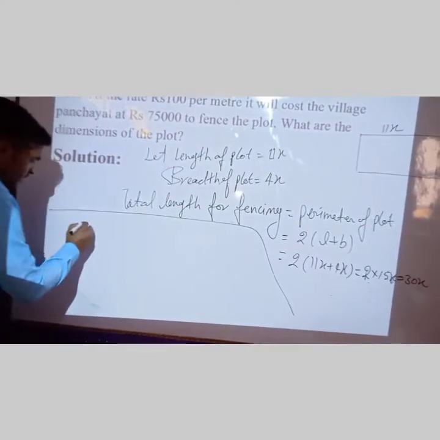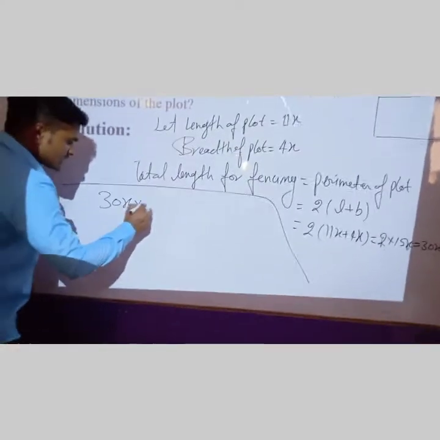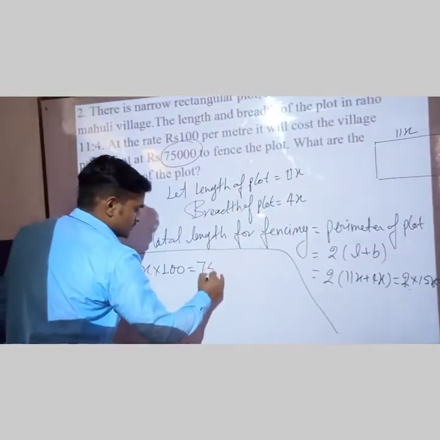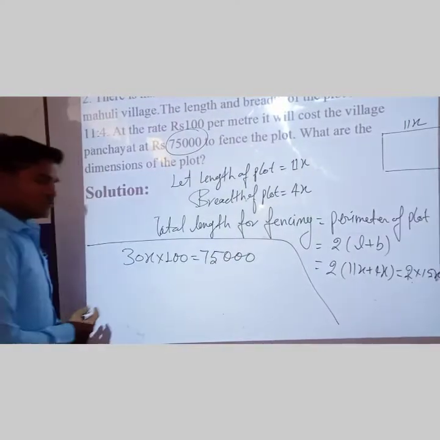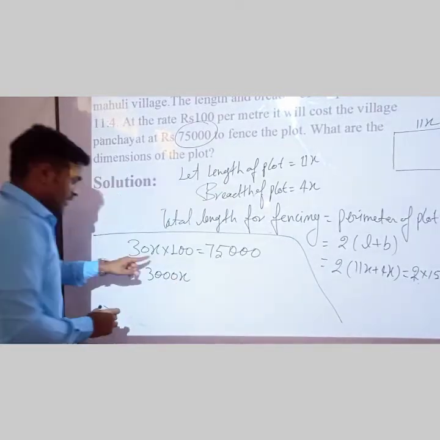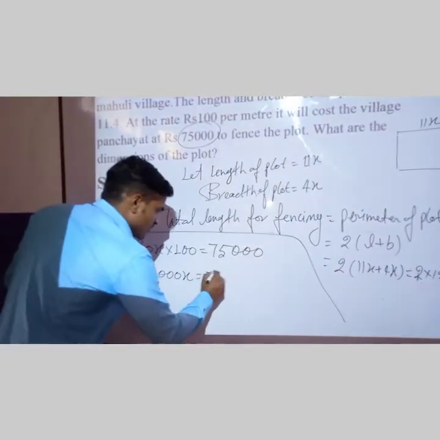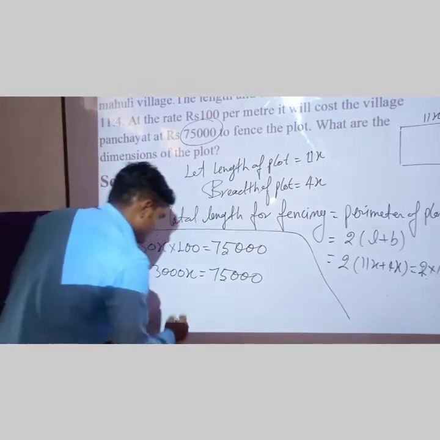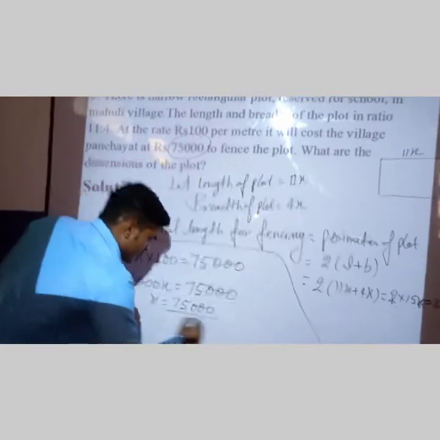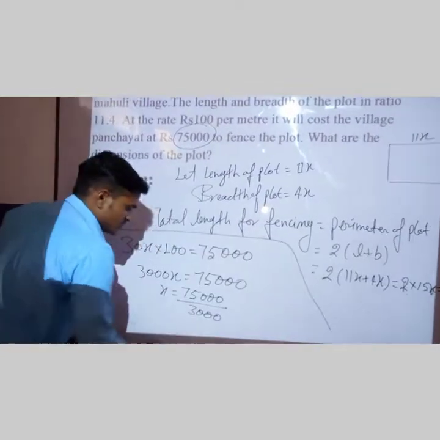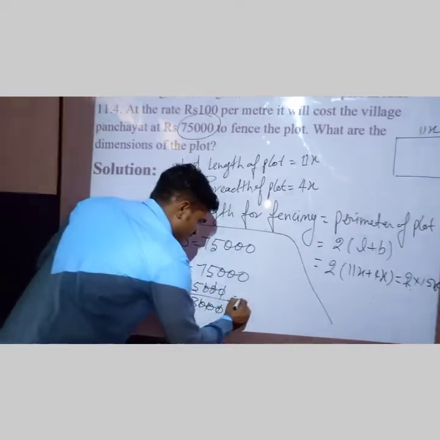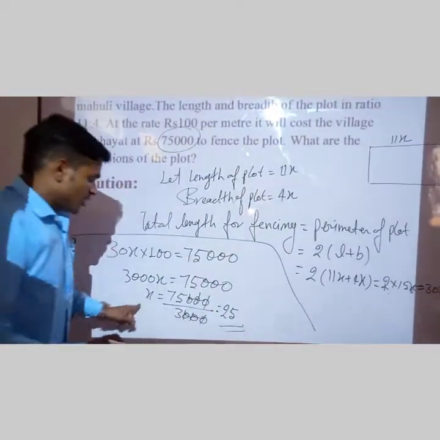30x. So according to the question, students, 30x multiplied by 100 is equal to the total cost, 75,000. So we get 3000x, 100 multiplied by 30x is equal to 75,000. So x is equal to, students, 75,000 divided by 3000. We get the zeros cancel, and 3 times 25 is 75. So what is the value of x? The value of x is 25.